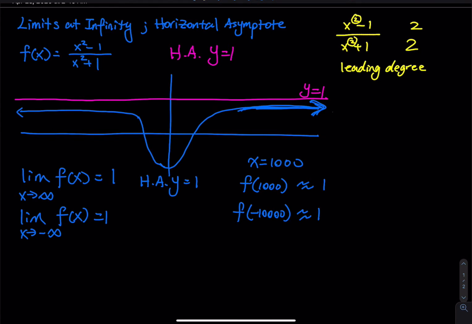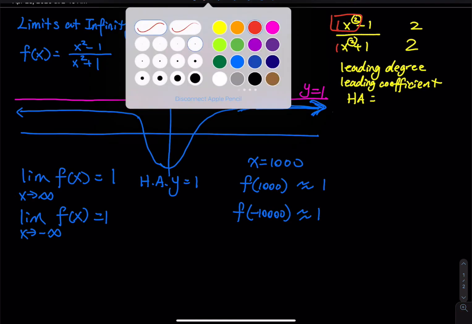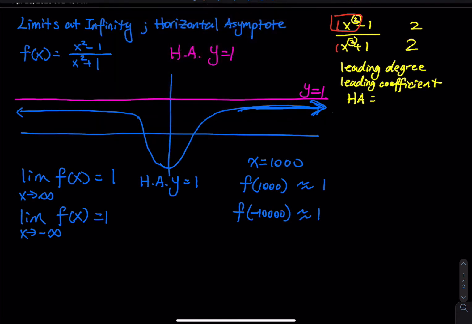This is case 1. When the biggest degree of the top is equal to the biggest degree of the bottom, the horizontal asymptote is the leading coefficient of the top divided by the leading coefficient of the bottom. What is the leading coefficient? The leading coefficient is determined by the leading degree. The biggest degree is 2, so that means this entire term is the leading term. Then the leading coefficient is the number in front of the letter, which is 1. So the horizontal asymptote is 1 divided by 1, which is equal to 1.